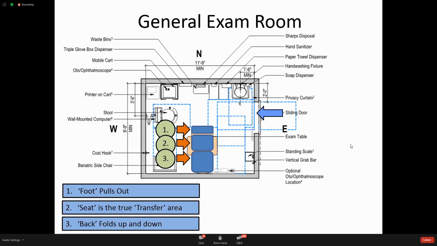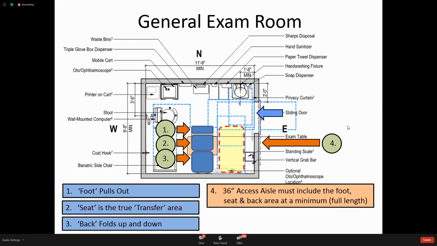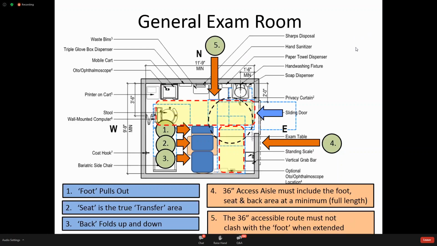So when we do our code compliant full length of the table, we have to assume it's to be considered in its full outstretched version. We have to provide a 36-inch aisle along the full length. And now as OSHPD has interpreted it in their CAN 2-11B, we have to have an access along the foot of it that's also 36 inches.